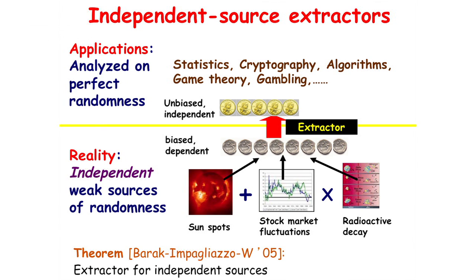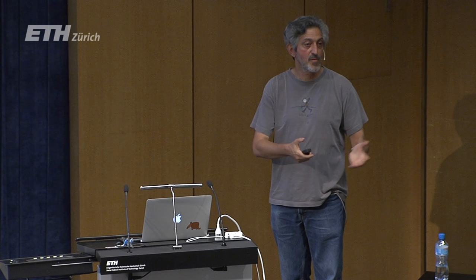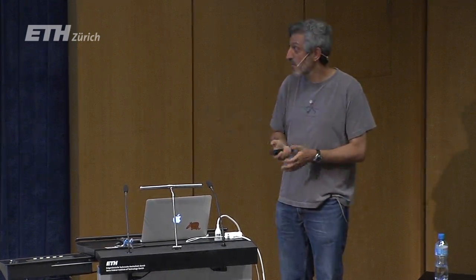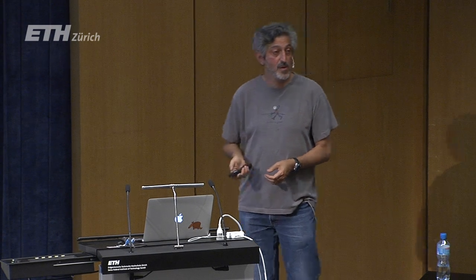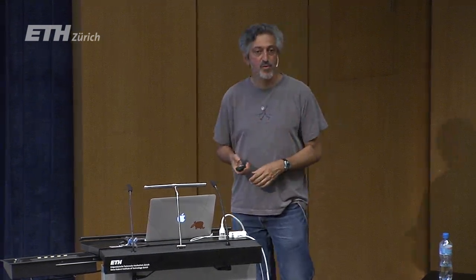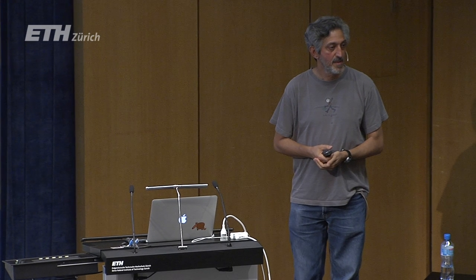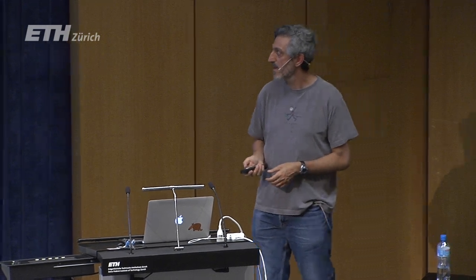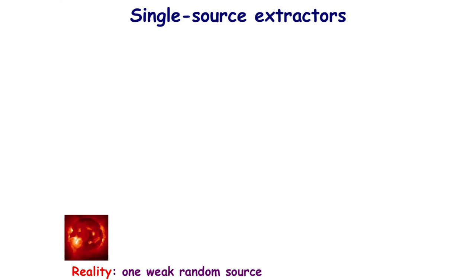And if you do it enough, it creates perfect randomness, which you can use in all the applications I talked about. So it turns out in a world in which you have few independent sources, you can do everything you could do if you had perfect randomness. All right, so that's good. So even if we lost a little bit of gas, we can still do a lot. So let's see what happens if we lose more.